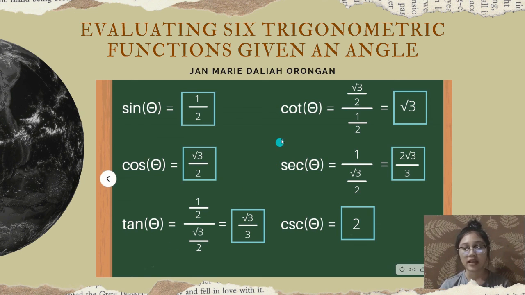Then cotangent is the reciprocal of tangent, so square root of 3 over 2 divided by 1/2 is square root of 3. Secant is the reciprocal of cosine, so 1 divided by square root of 3 over 2 is 2 square root of 3 over 3. Cosecant is the reciprocal of sine, so 1 divided by 1/2 is 2.